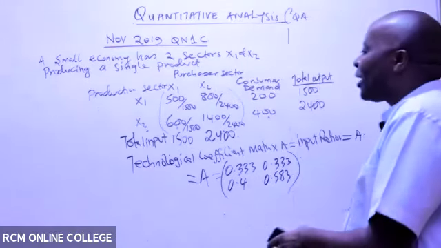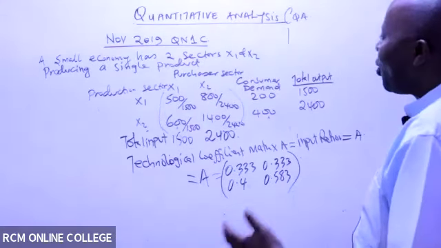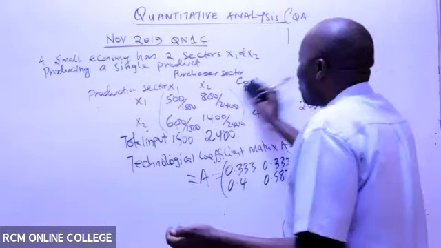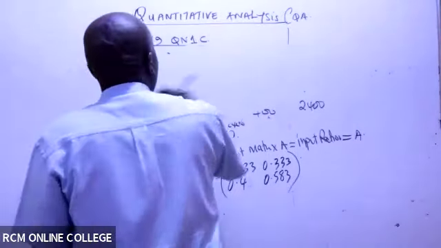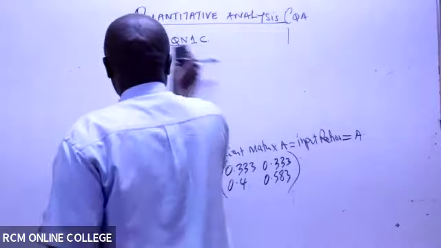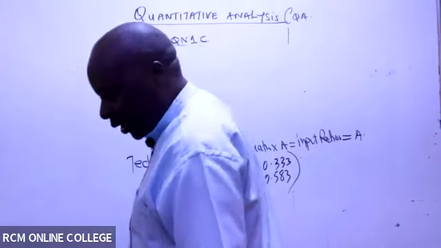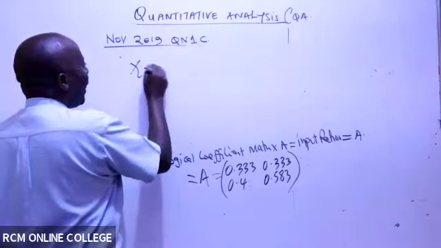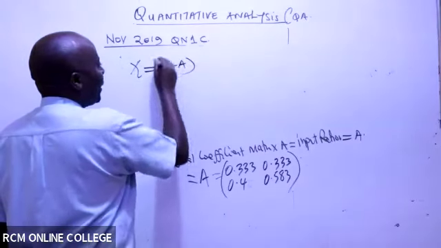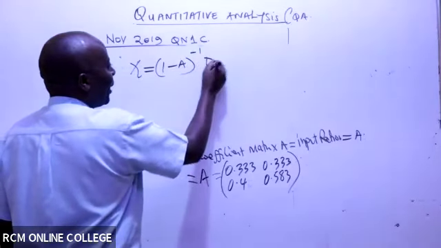And then don't forget, once you have been able to do that, now we are at home. Now we should be able to finish this question pretty fast. So we know that our Leontief, our X will be equal to I minus A inverse multiplied by D.